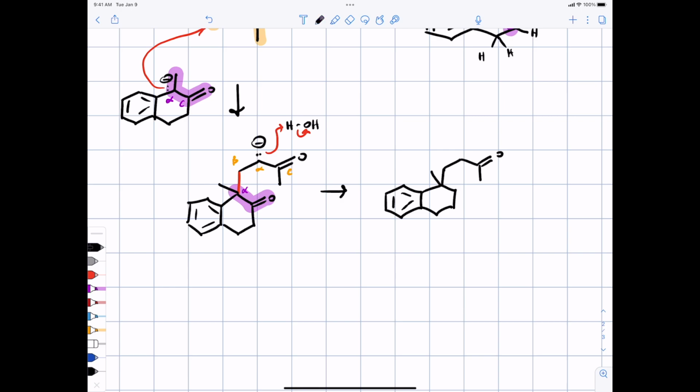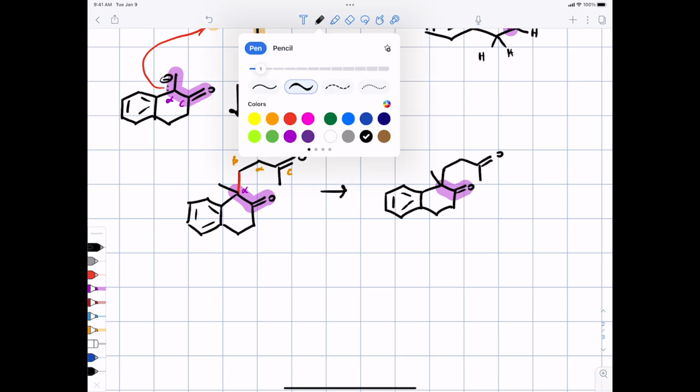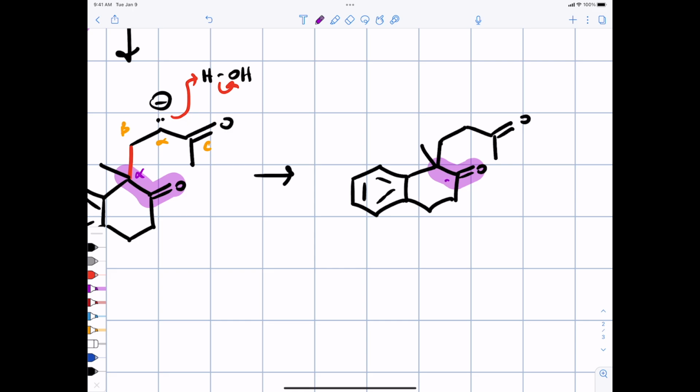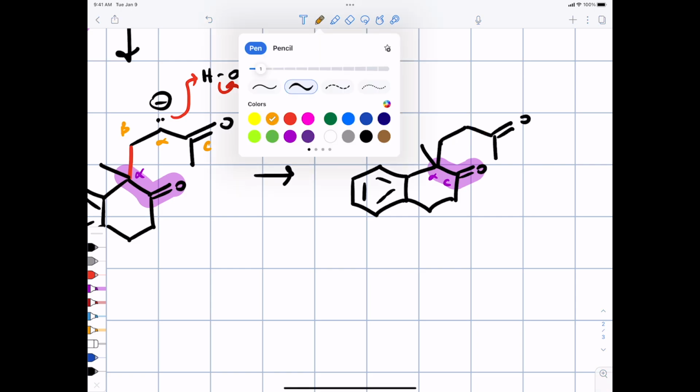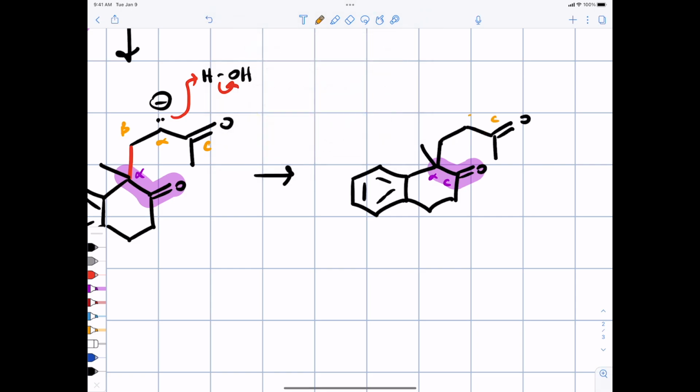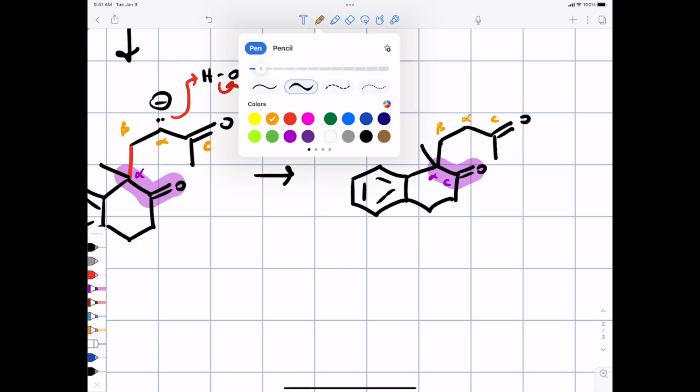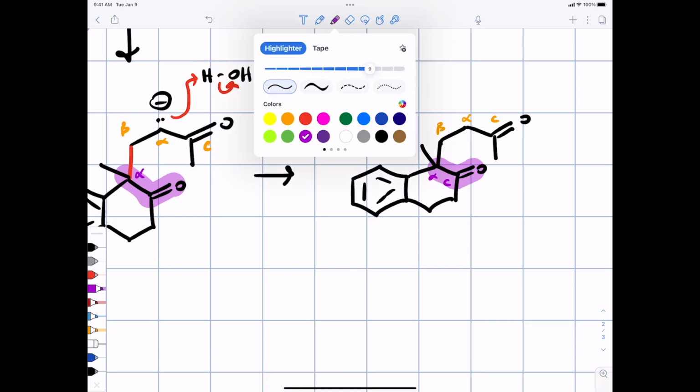Again, you don't have to do this, but if it helps, you can continue to label the portions of your molecule, and you can continue to label what used to be the carbonyl carbon and alpha carbon of your Michael donor versus the carbonyl carbon, alpha carbon, and beta carbon of your Michael acceptor.